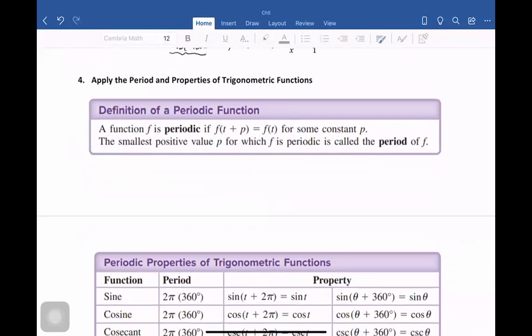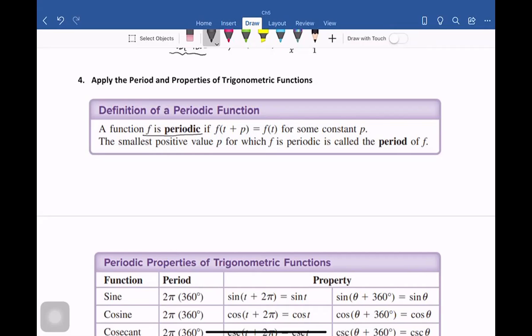Part 4, apply the period and property of trig functions. Define a periodic function. A function of x is periodic if f of t plus p equals f of t for some constant p. The smallest positive value p for which f is periodic is called the period of f.